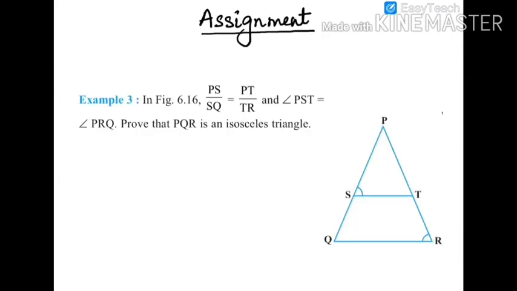With this, we come to the end of this video lesson. Your assignment is example 3 of textbook question. Try to solve the question on your own, and after you have finished writing all the steps, only then open your textbook to check the answer.